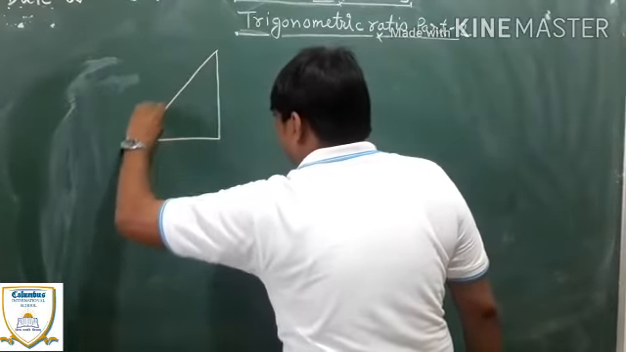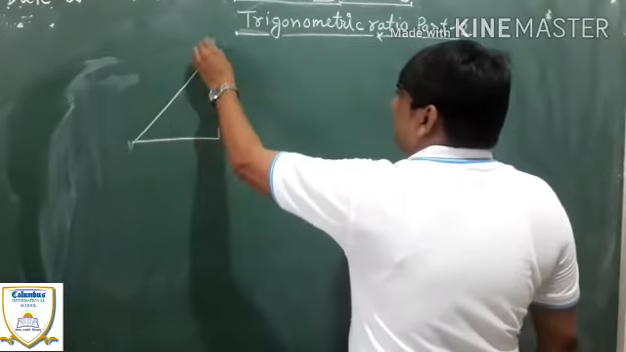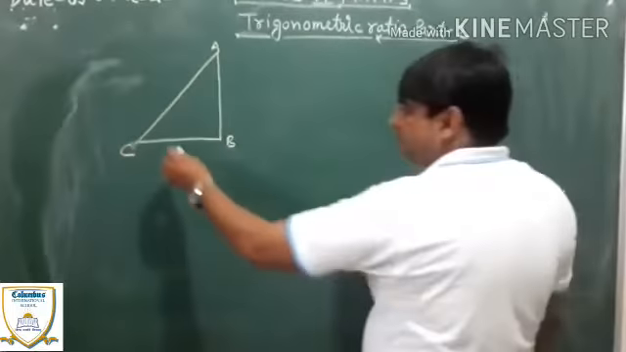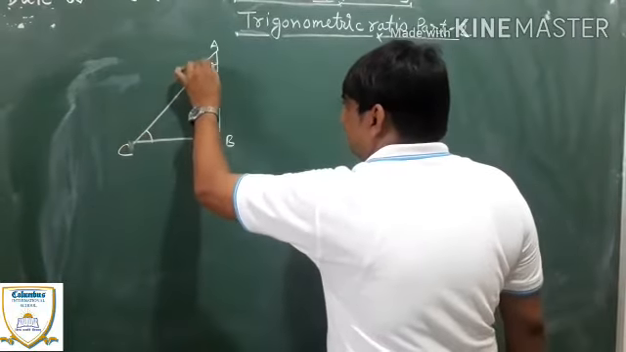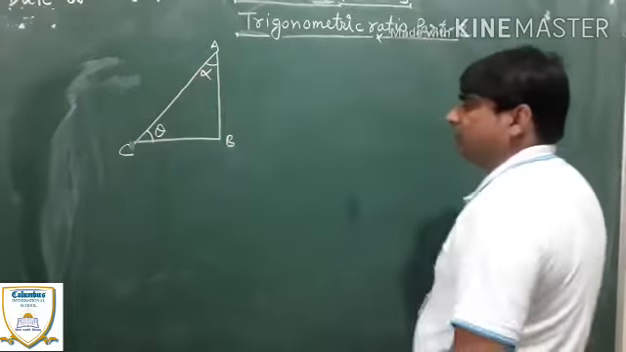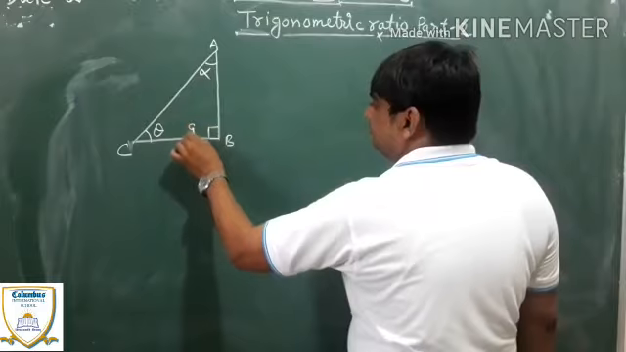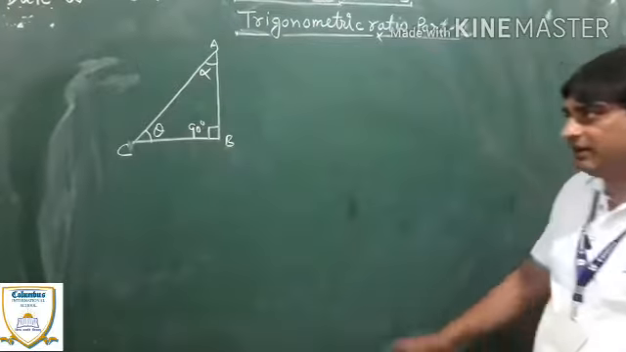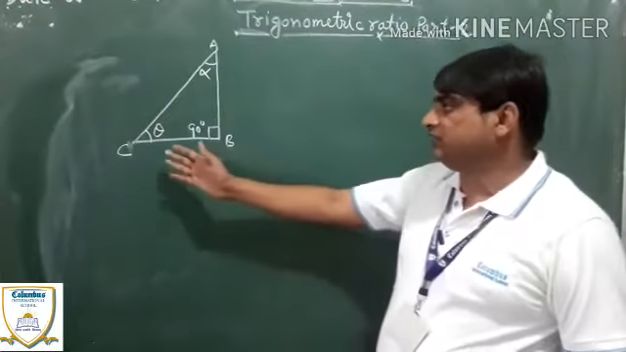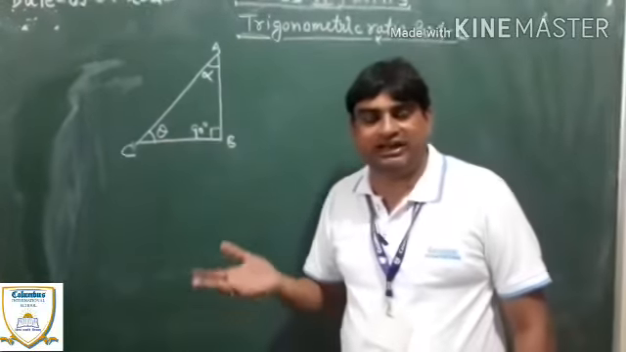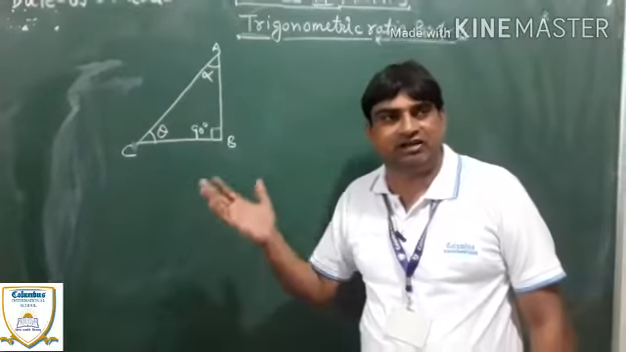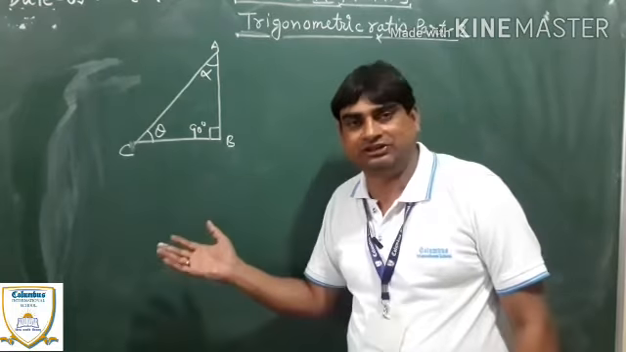Student, this is a right angle triangle, named ABC. Both are acute angles. Suppose this is theta and this is alpha. This is 90 degree. Already we have discussed in the previous lecture the value of trigonometric ratios. There are 6 types of trigonometric ratio: sin theta, cos theta, tan theta, cosec theta, sec theta and cot theta.